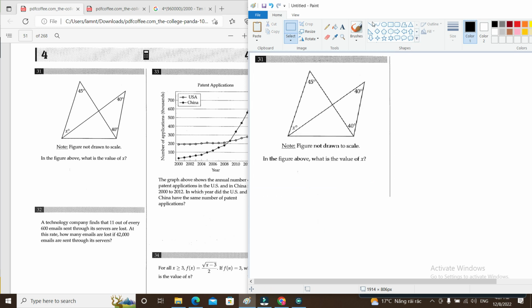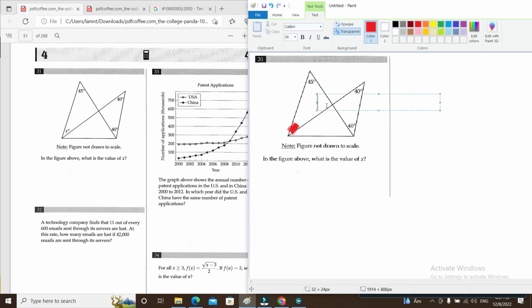So x is here, the little red angle. You can see that's the red part. We have to find it out. So let's consider this angle here, y. And I just let y be blue.